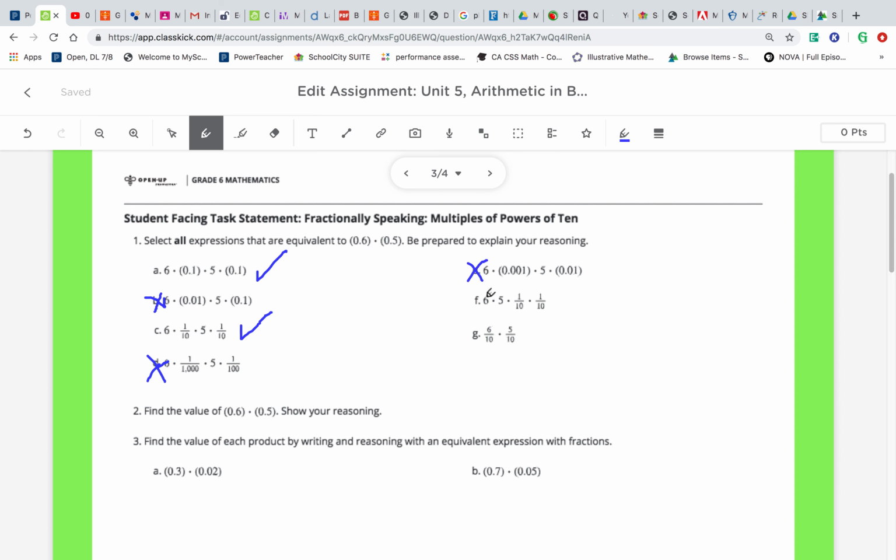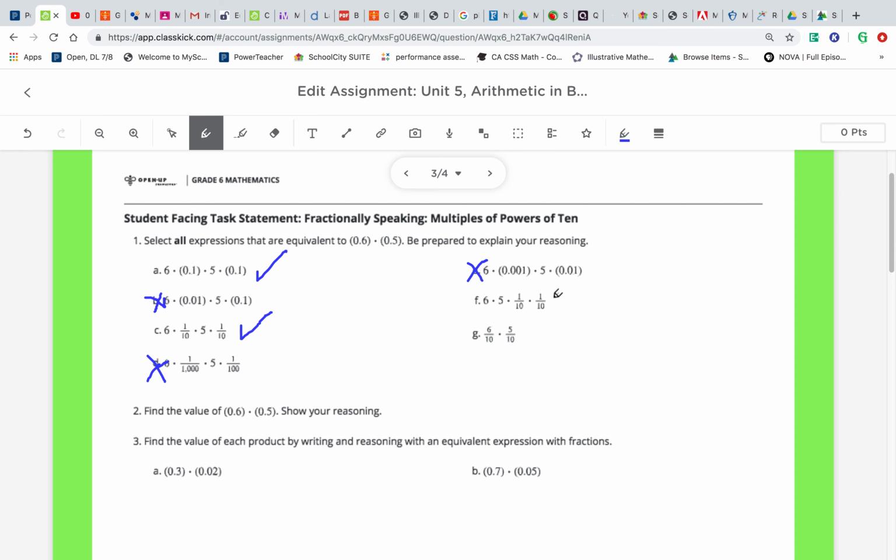For F, 6 times 5. This is a different order. Times 1/10 times 1/10. Let's see if you can notice something. Do you notice this over here, which we said worked? Do you notice how the numbers are the exact same? We have a 6, we have a 5, we have a 1/10, and we have another 1/10. The operation is also the same. They are multiplying throughout.